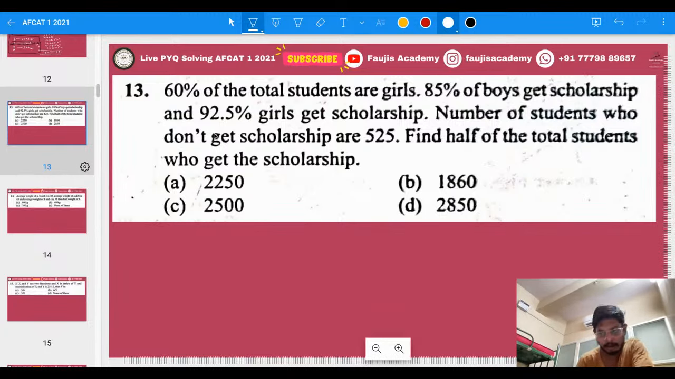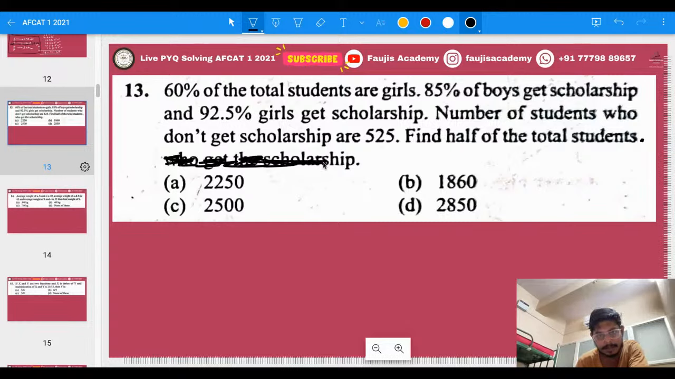Okay, so over here, look at this one very, very carefully. There are some numbers. 60% of total students are girls. 85% of boys get a scholarship and 92.5% of the girls get a scholarship. The number of students who don't get a scholarship is 325. Find half of the total students. Okay, this is the question.